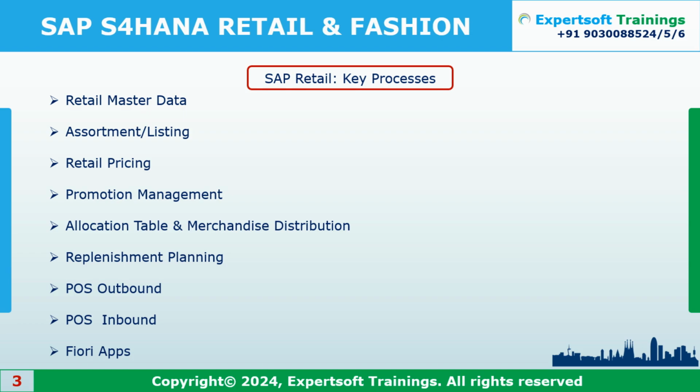Next, we have replenishment planning, which is again under retail supply chain management. This is the equivalent of material requirement planning. Whoever is from the MM background, they can relate. So the equivalent process of MRP in retail is replenishment planning.